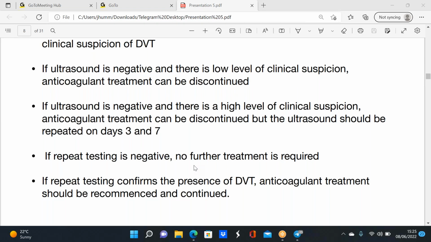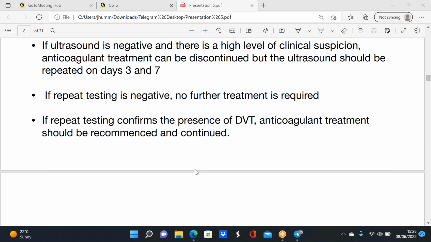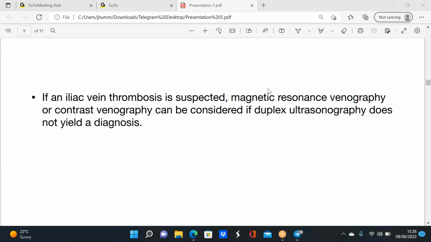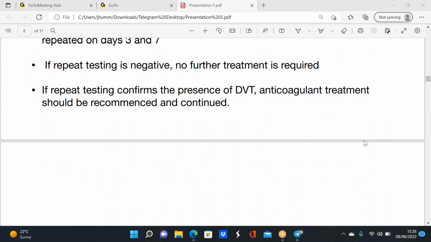And if the repeat testing is also negative, in that case, no further treatment is required. But if repeat testing confirms the presence of DVT, anticoagulant treatment should be restarted, and that should be continued. Okay.